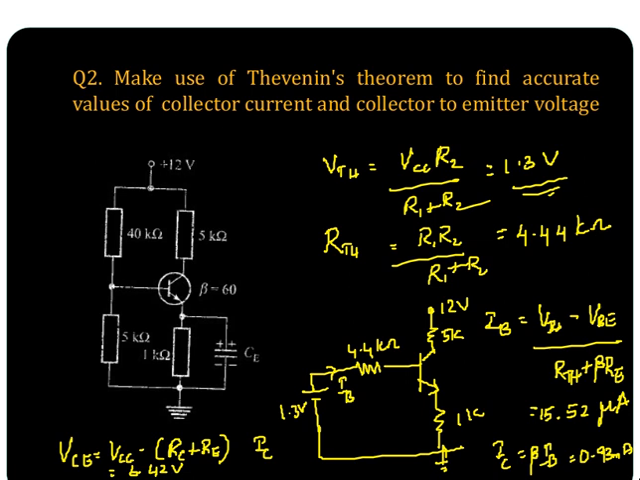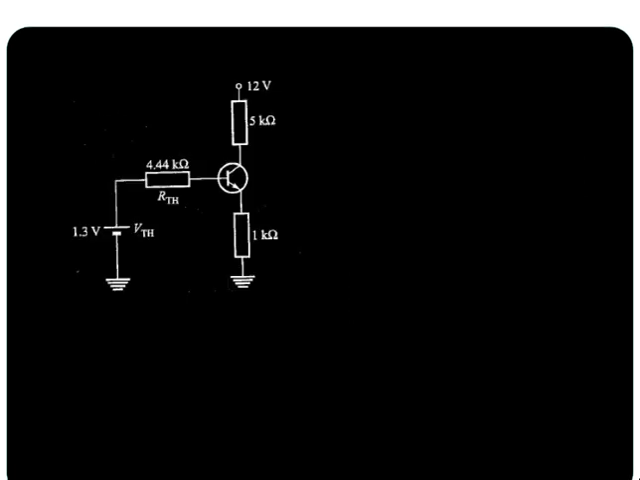So with this, I am stopping the discussion on voltage divider. So this is the Thevenin equivalent circuit which I have just drawn here. Discussion on the voltage divider biasing circuit, and we'll discuss the concept of stability factor in the next lecture.